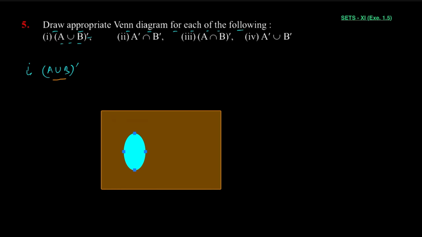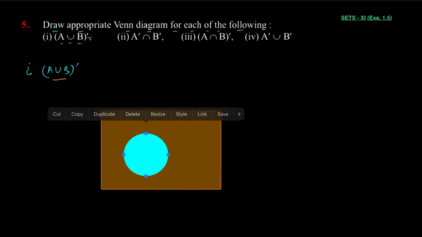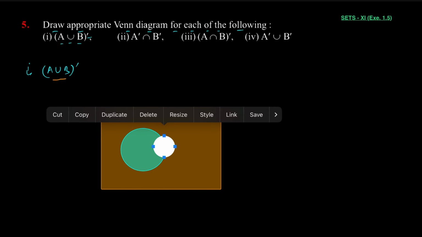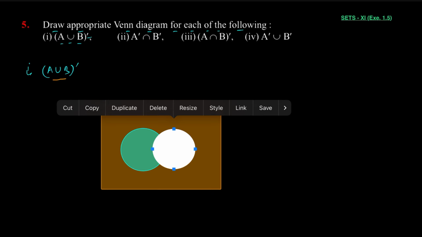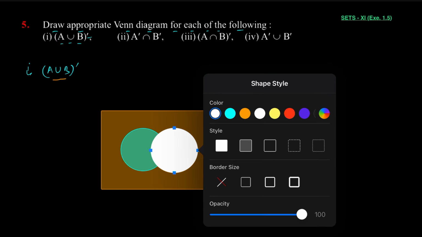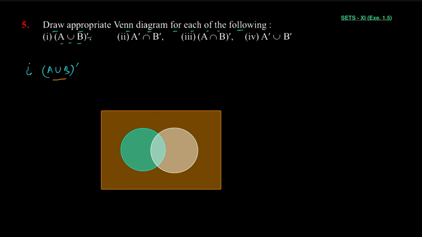This circle we'll use to represent set A, and another circle we'll use to represent set B. So this rectangle is the universal set, this is set A and this is set B. A union B will be represented by this whole part. It contains the region of A, the region of B, as well as the region common to both the sets.